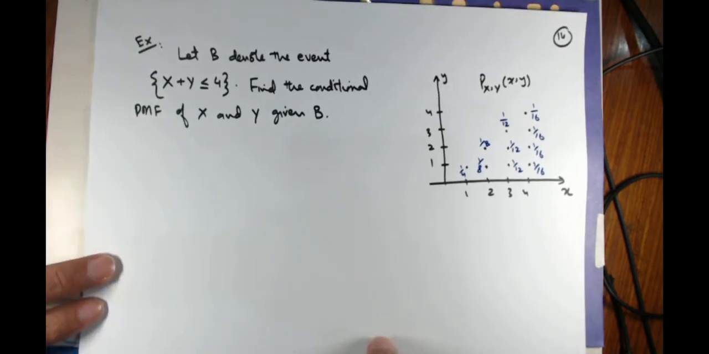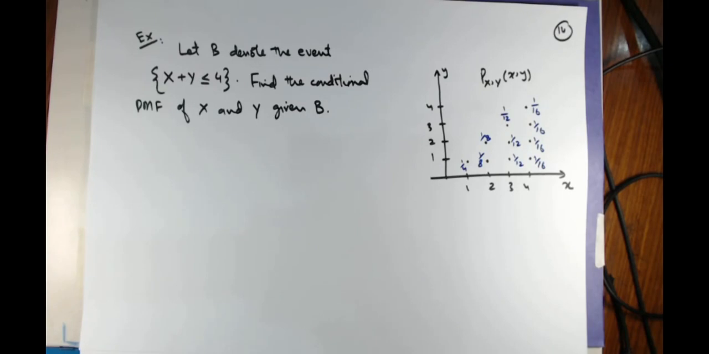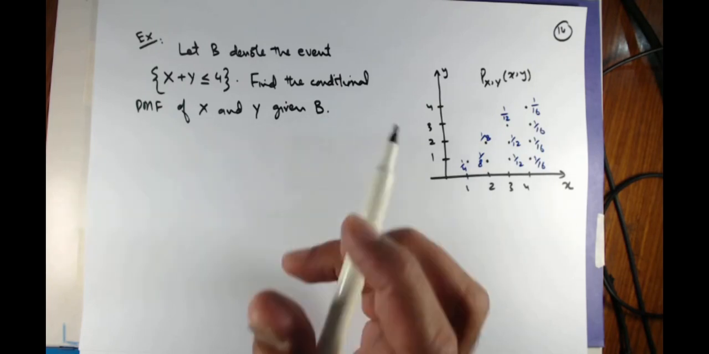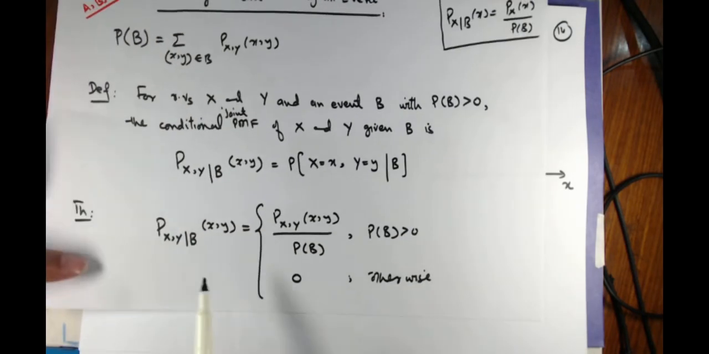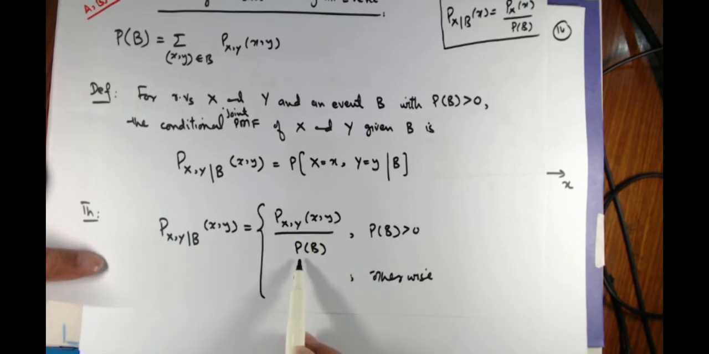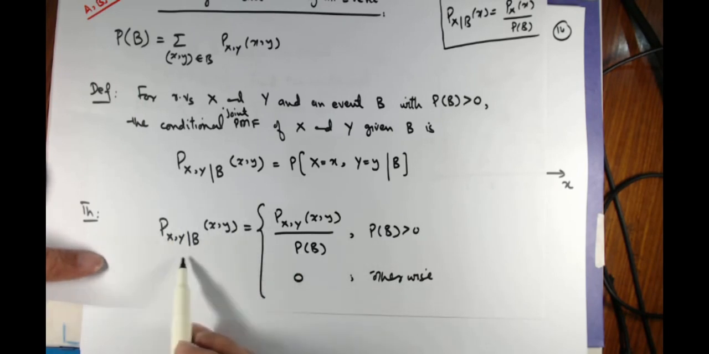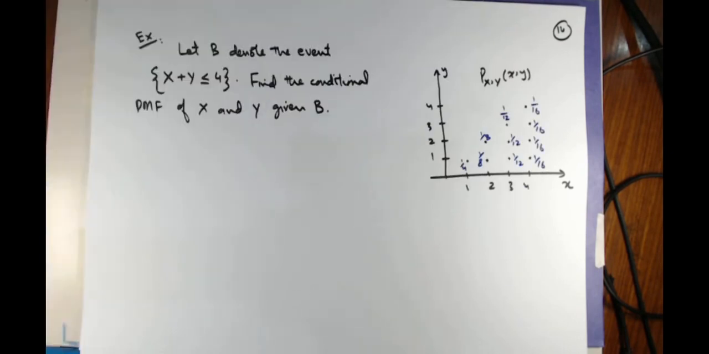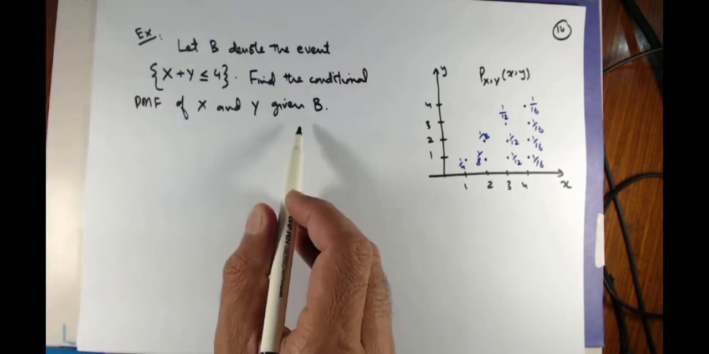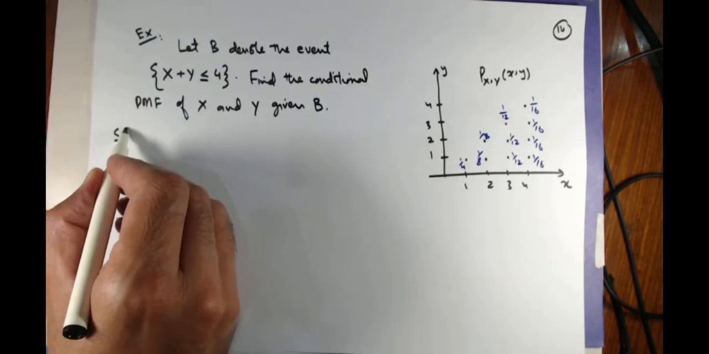Now you'll see how we can calculate this conditional distribution. First we need to find the probability of the conditioning event, because we have to use this as a denominator. This is the formula: we use the original PMF, divide it by P of B to find the new conditional PMF. So what is P of B here? We solve the example.